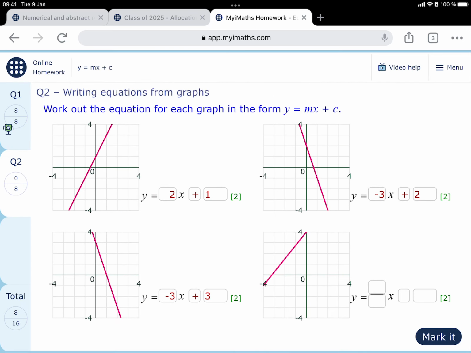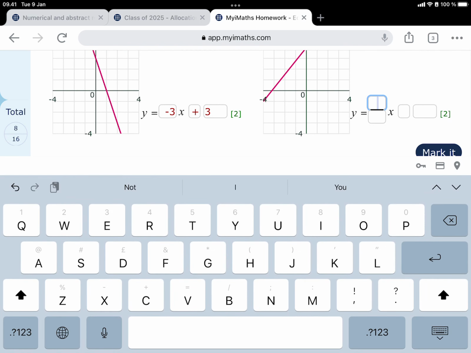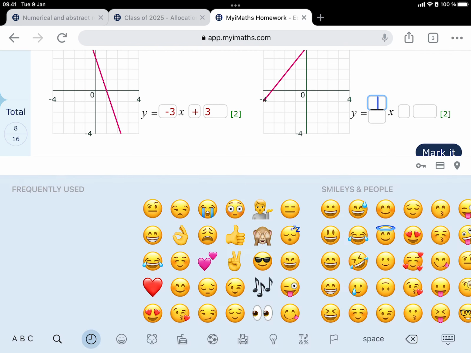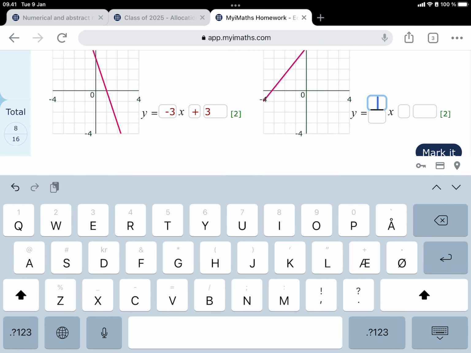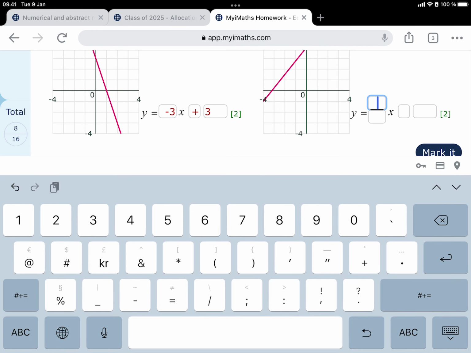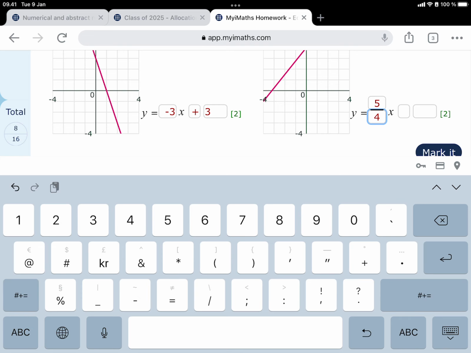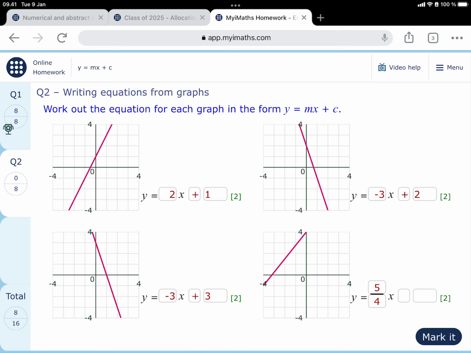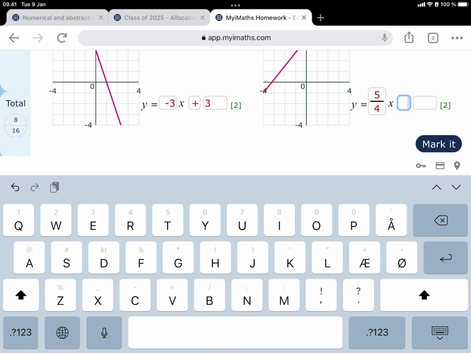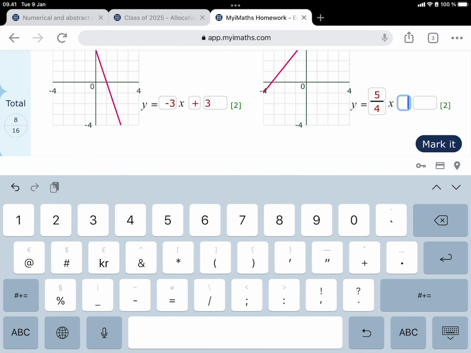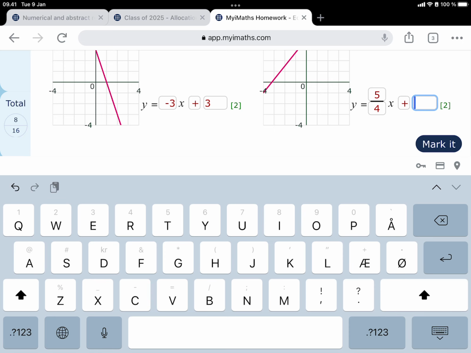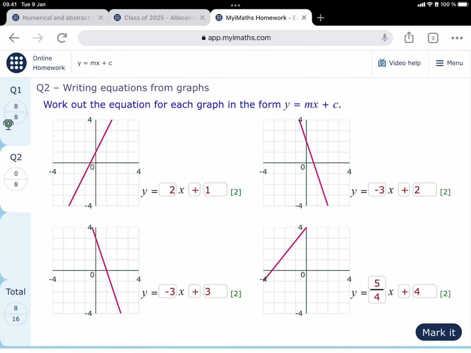And then the last one had a gradient of 5/4. Let's try and get the right thing on this. 5/4, because for every 4 across, it was going 5 up. So for every 1 across, it was going 5/4 up. And then it was cutting at 4 on the vertical axis. So plus 4. Let's mark that.